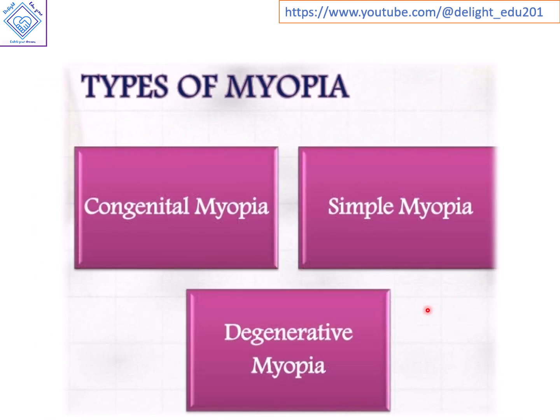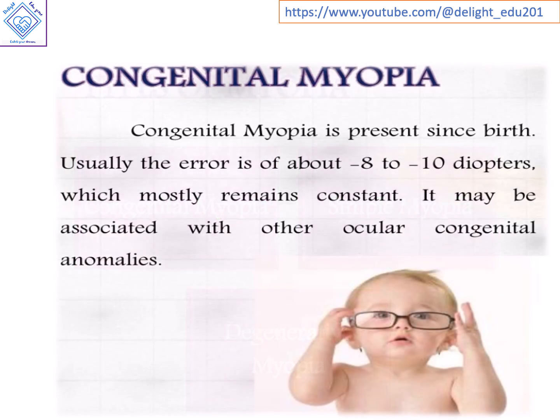Then types of myopia. It is mainly three types: congenital myopia, simple myopia, and degenerative myopia. We see what is congenital myopia. Congenital myopia is present since birth. Usually the error is of about -8 to -10 diopters.